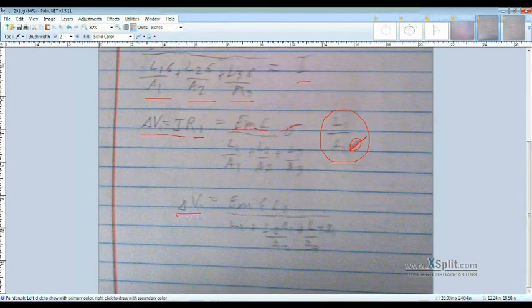So what happens is the sigmas here cancel, so you don't even need to know that, which is pretty helpful. And you get that the potential equals EMF times L1 over A1, over L1 over A1 plus L2 over A2 plus L3 over A3.